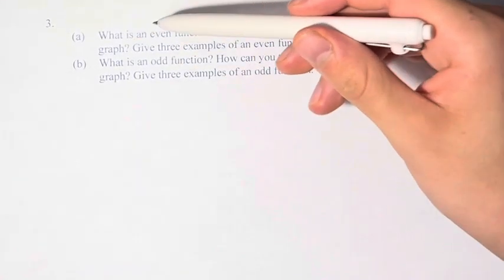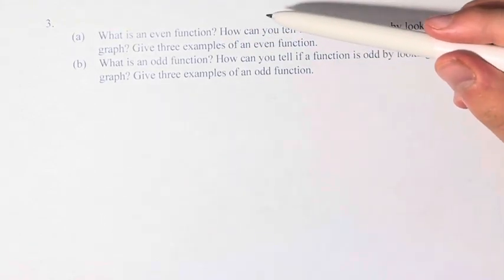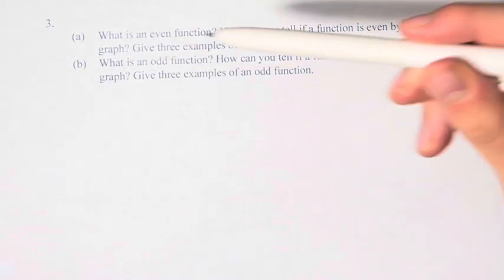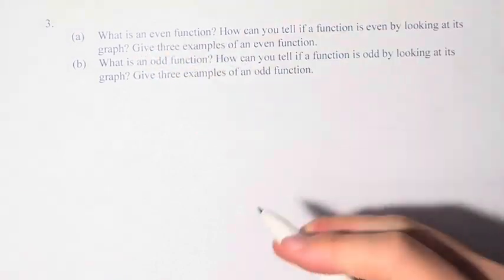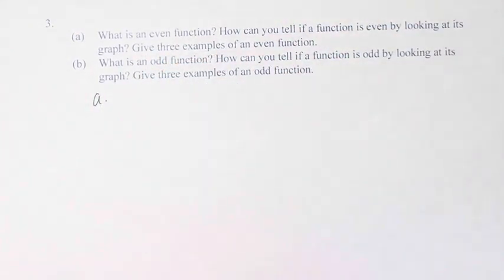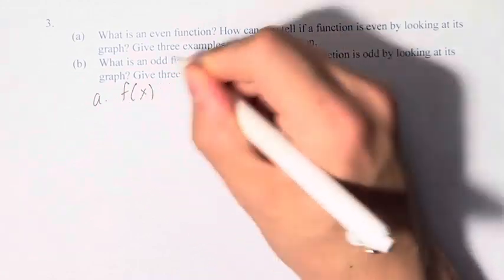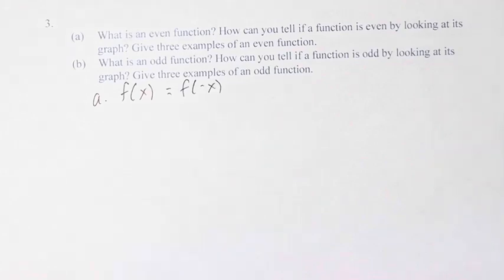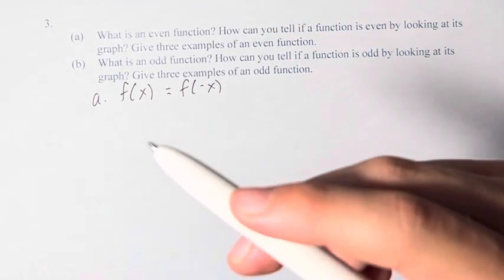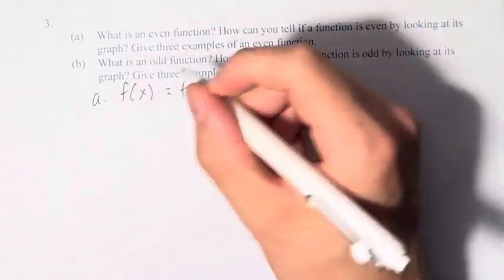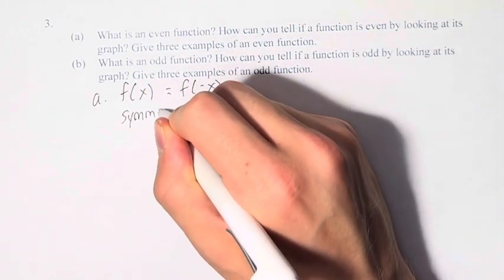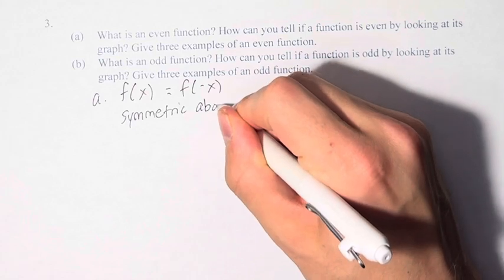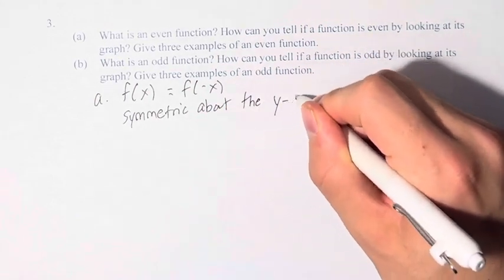In this problem, we're asked what is an even function, and how can you tell if a function is even by looking at its graph. We're also asked to give 3 examples. So an even function is a function for which f of x is equal to f of negative x, where x is any input. How can you tell if a function is even by looking at its graph? If it is symmetric about the y-axis.